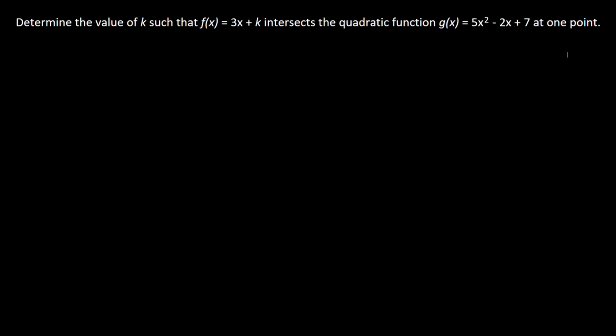This looks like a fun one. Determine the value of k such that the line f of x equals 3x plus k intersects the quadratic function g of x equals 5x squared minus 2x plus 7 at one point. So, we are given our two equations, f of x and g of x.